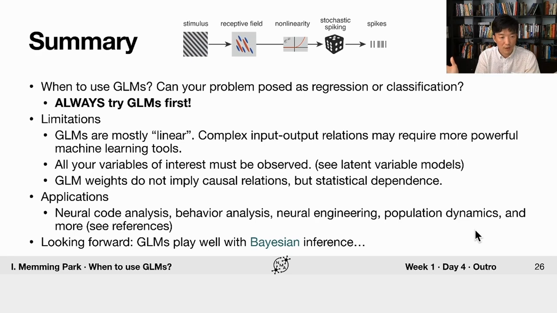We talked about many applications. Several of them were in neural code analysis. Some of them were in single neuron and population dynamics, behavior analysis, neural engineering to interface between the brain and a machine, and so on. There are more in the references in the next slide. And looking forward, GLMs as a probabilistic model define very well-defined conditional probabilities, which play very well with Bayesian inference, which you will see in the future.